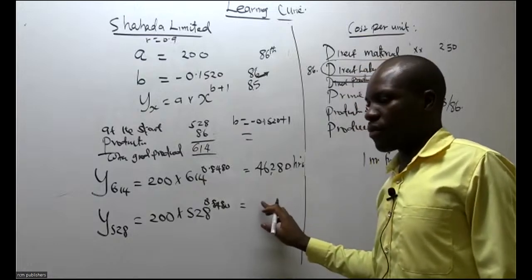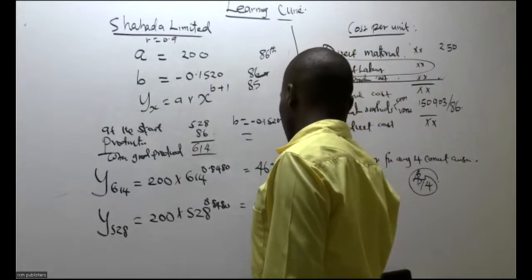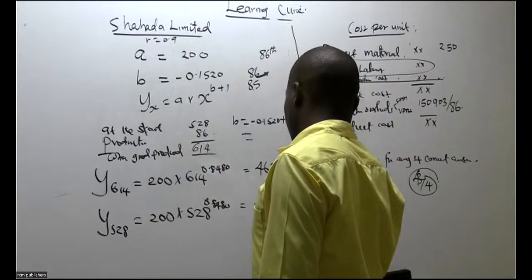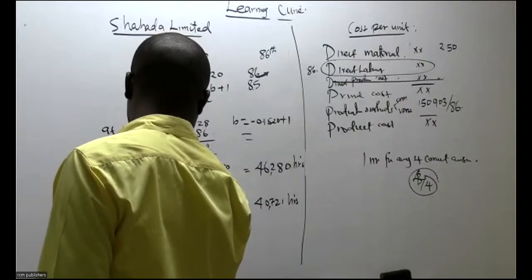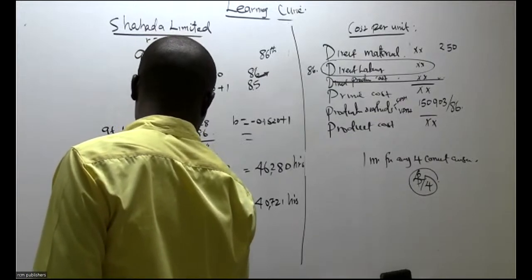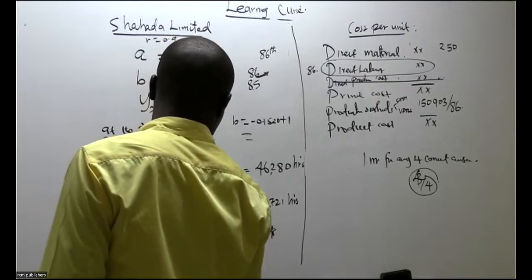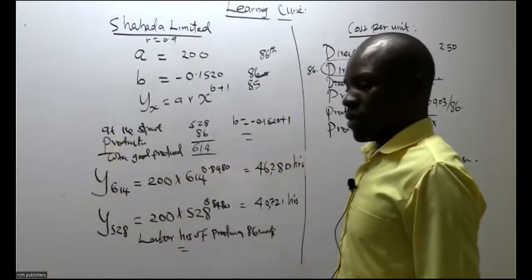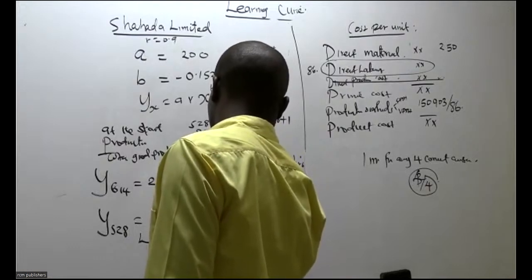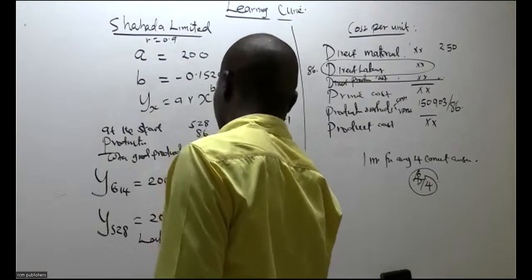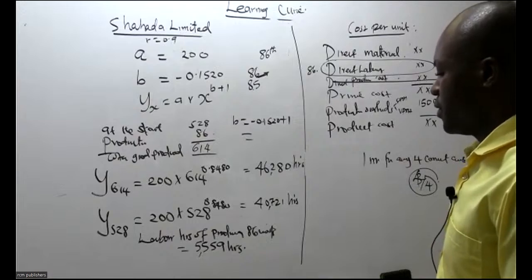What do you get? We have 721 hours. Then the hours taken to produce 86 units, the labor hours of producing 86 units during the period. How many are they? 559 hours. Good.